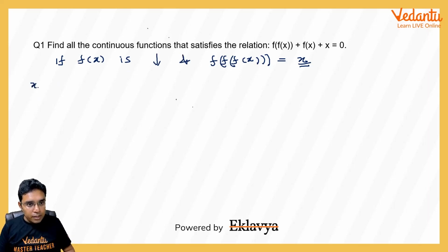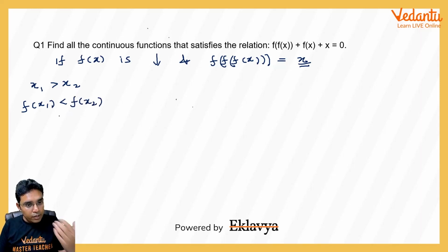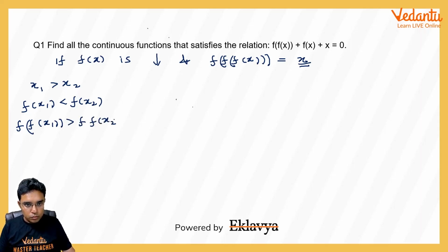Take x1 greater than x2 and f(x) is decreasing, then f of x1 will be less than f of x2 because it is a decreasing function. Now if I take one more time f, so f of f(x1), now once again this sign will change, it will be greater than f of f(x2), and if I take one more time, then again that sign should change. So f of f of f(x1) will be less than f of f of f(x2).